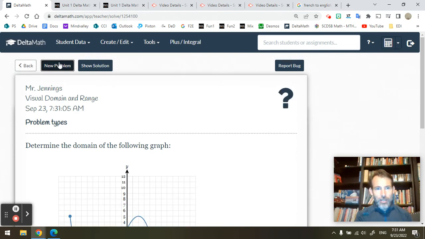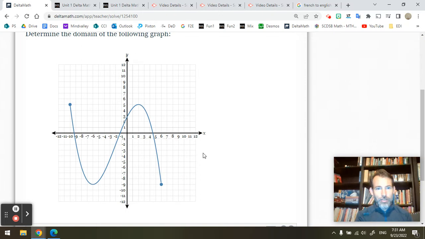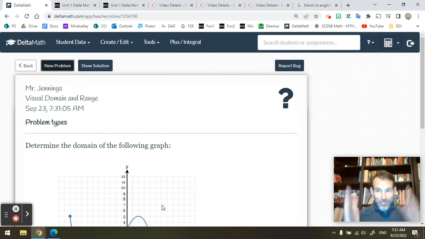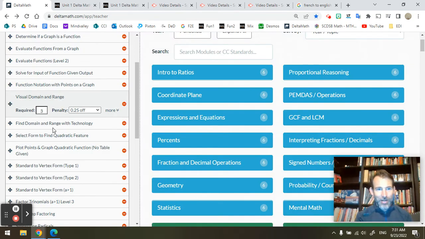We'll do a new one. And here we have domain. I'm just going to tell you this is -10 is less than or equal to x, which is less than or equal to 6. You just see the endpoints, and then note whether they are closed or open dots. Okay, just a little practice with that.